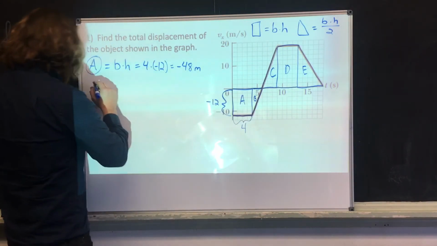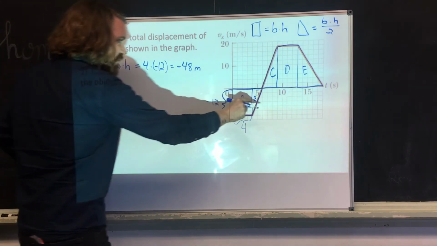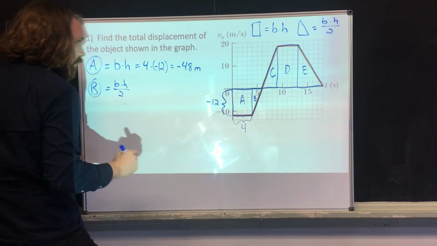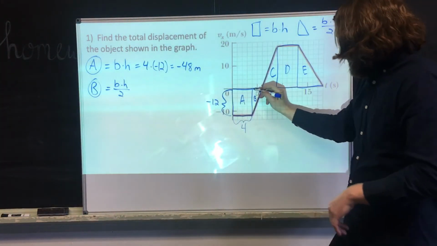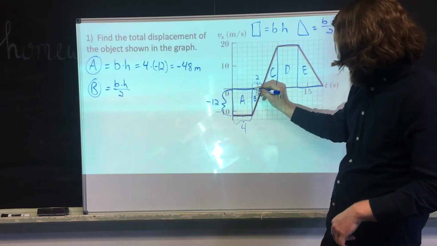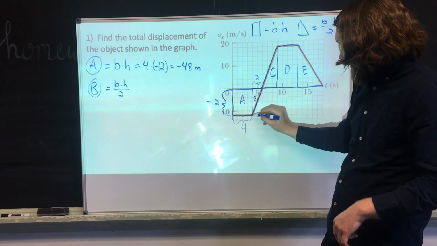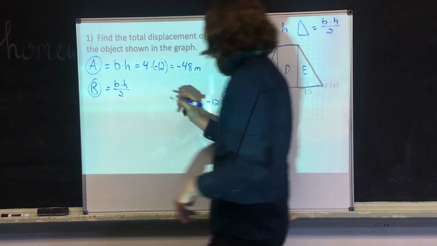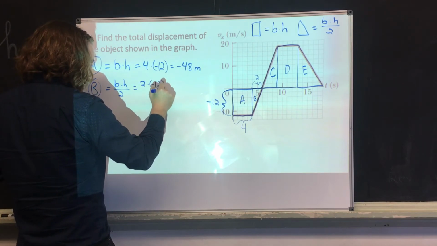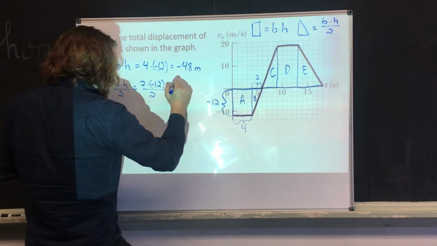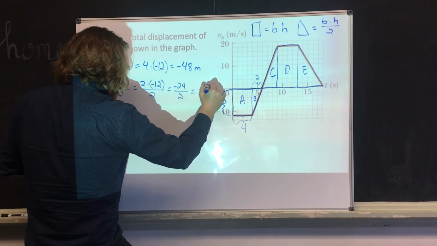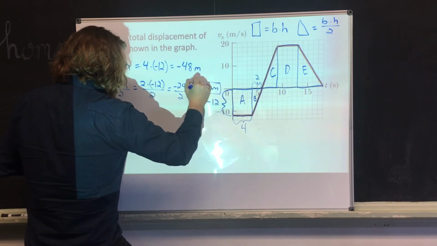B, let's look at B. B is obviously a triangle. So we're going to use base times height divided by 2. Well, let's look at our base. Our base goes from 4 to 6. Our base is 2. And our height is the same, right? Our height is still from 0 to negative 12. So we're going to have 2 times negative 12 divided by 2. This equals negative 24 divided by 2, which equals negative 12 meters. Put boxes around this.